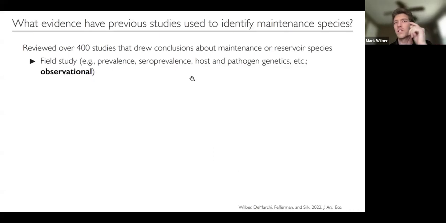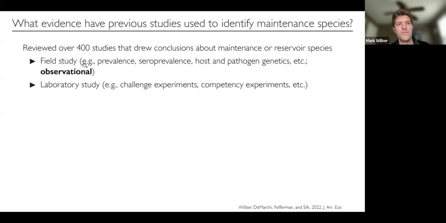So these are studies that are collecting prevalence data, seroprevalence data, host-pathogen genetics, all observational data that is being used to draw some conclusion about maintenance or reservoir species. Also lab studies. So these are going to be challenge experiments or competency experiments on species of interest, trying to draw conclusions about maintenance or reservoir species from these types of experiments.